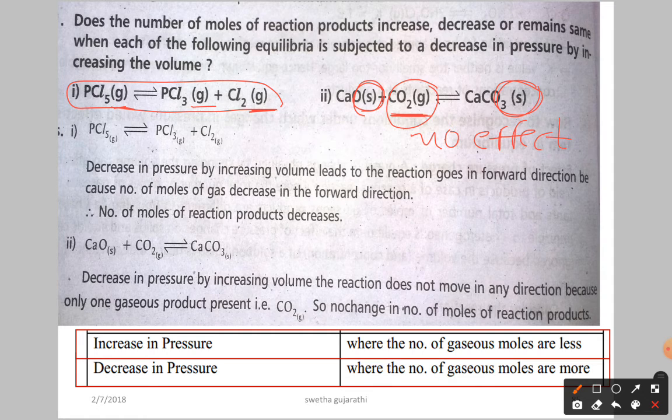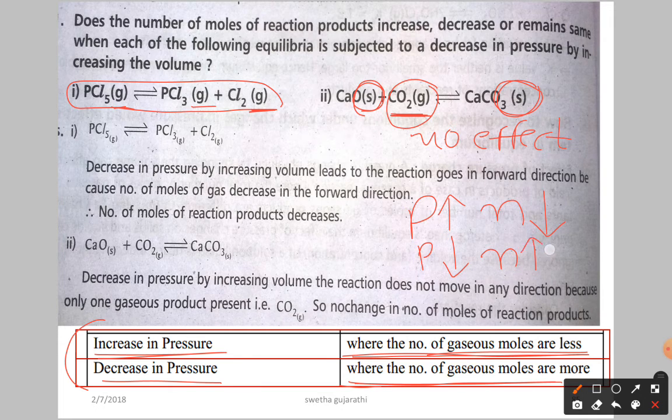Already we discussed the case of increase in pressure. If pressure increases, where the gas moles are fewer, the reaction shifts towards the side with fewer moles. If pressure decreases, the reaction shifts towards the side with more moles. Simply, as we told, when pressure increases the reaction shifts where the number of moles is less. If pressure decreases, the reaction shifts where the number of moles is more. Now let us go for the next example.